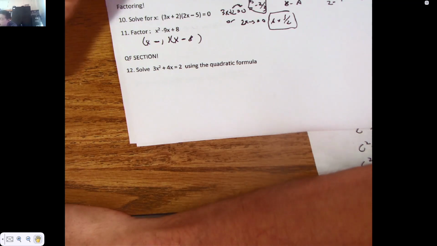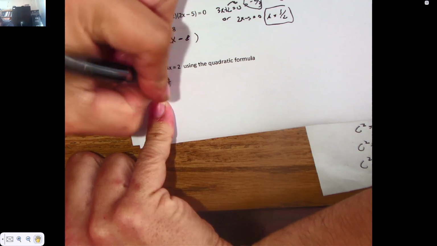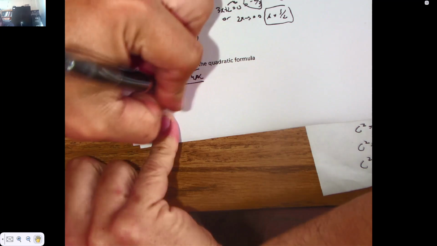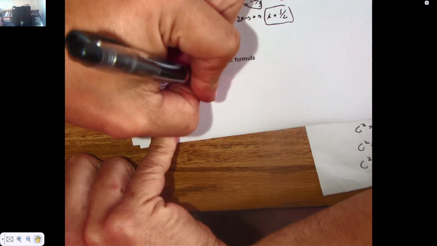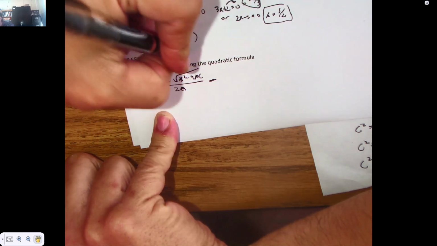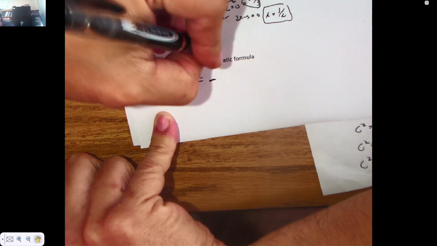And I will not be giving you the quadratic formula, because x equals negative b plus or minus square root b squared minus 4ac all over 2a. Hope you enjoyed that. Plug in. Opposite of a, by the way, a is 3, b is 4, c is negative 2.